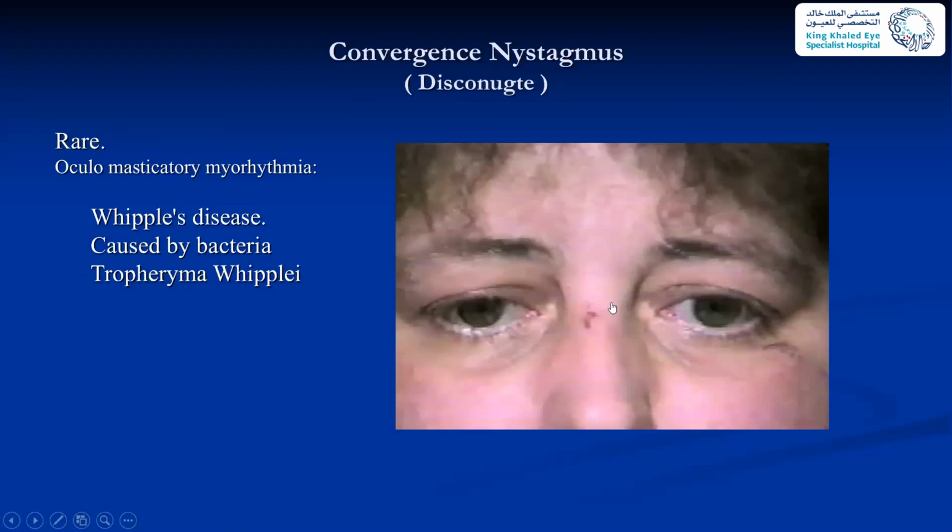The treatment is antibiotics for a while, but the problem is with the diagnosis, because with malabsorption not diagnosed, with this bacteria, the patient goes from joint pain to lung problems, to heart problems, to CNS problems, and even the eye. And sometimes it is diagnosed from the eye, because the patient has disconjugated convergent nystagmus. And let me show you how it looks.